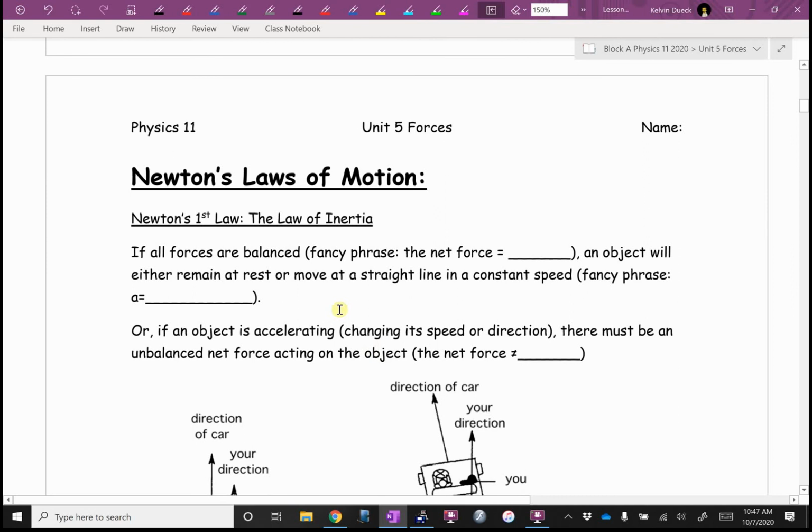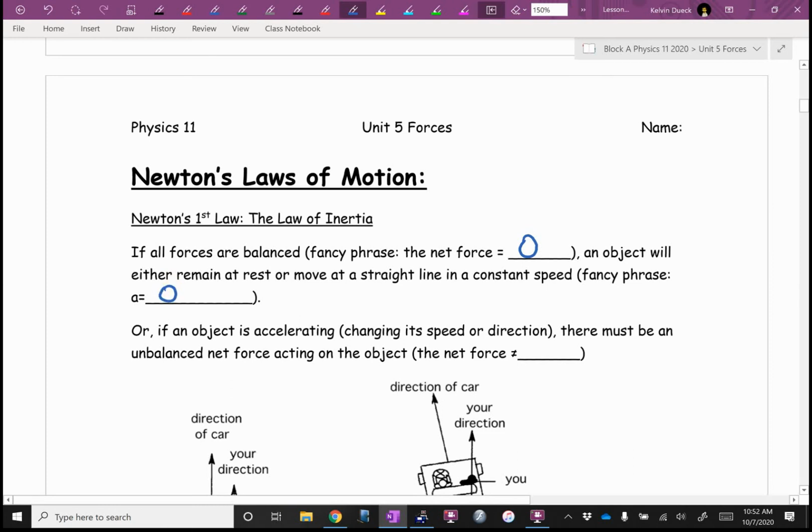I need to go on my Sir Isaac Newton rant. So put your pencils down. So here's what Isaac Newton said. Aristotle, garbage. He said, I can explain why the ball comes to a stop. I can explain why things fall. If all the forces are balanced, or the fancy phrase, the net force equals exactly what number? Yes. An object will either stay at rest if it was at rest, or keep going in a straight line at a constant speed. Fancy phrase, a is 0.